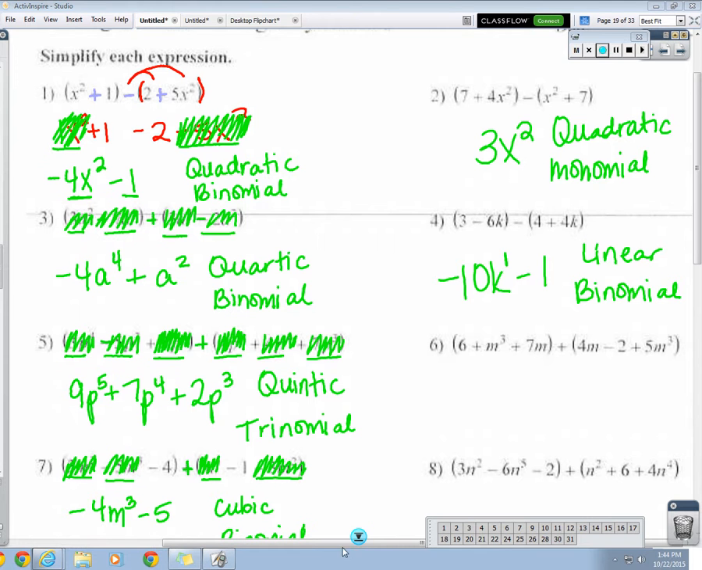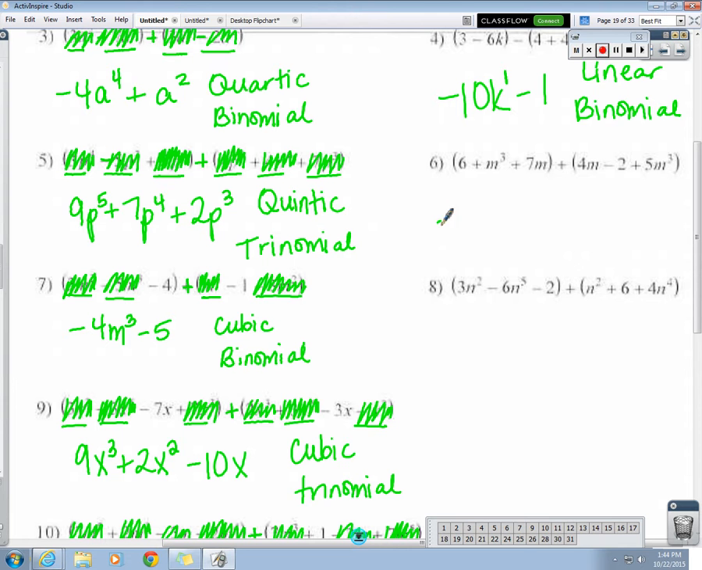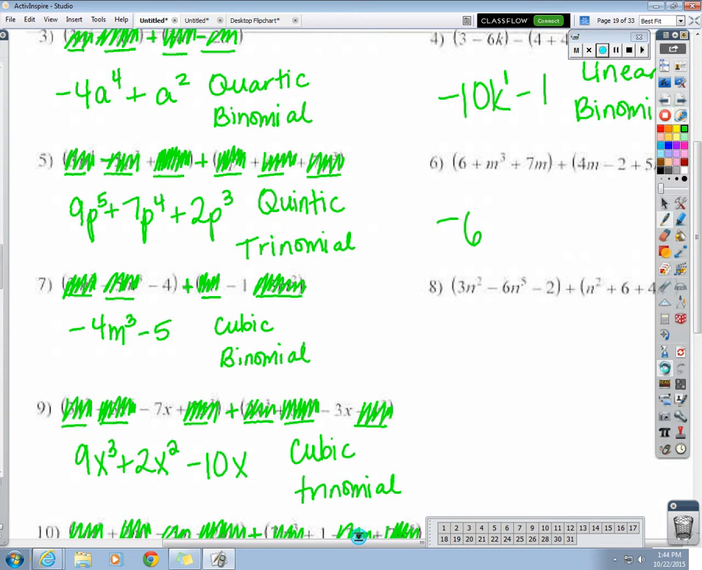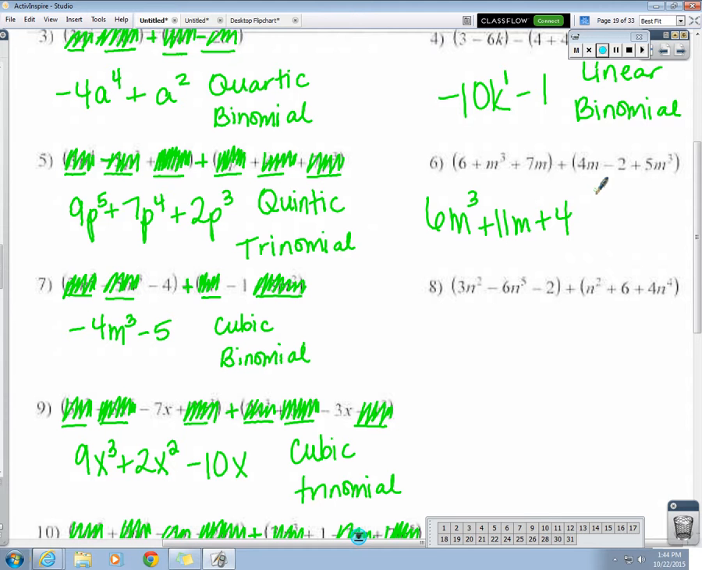All right, number 6. What'd you get for number 6? Oh, yeah, hold on. Hold on 1 second. Okay, 6m cubed. Okay. Is that what y'all got? Okay, then what kind of polynomial is it? Cubic, because the highest exponent is 3. Trinomial, because it's 3 terms. Okay, and then number 8.